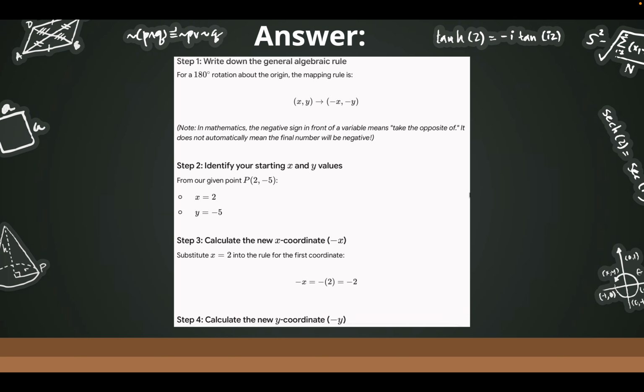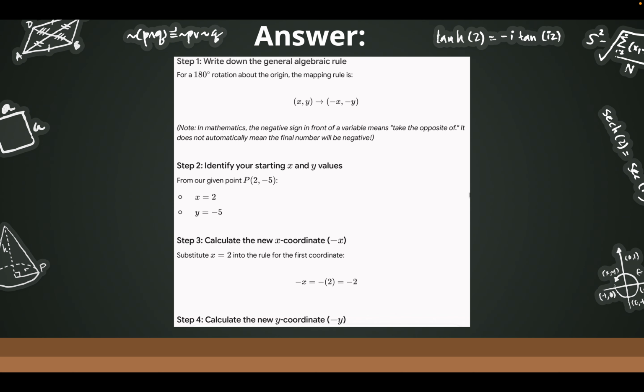Okay, guys, remember this. In mathematics, the negative sign in front of a variable means take the opposite of. It does not automatically mean the final number will be negative. Step 2, let's define the initial input values. For our given point P (2, negative 5), we identify that x is equal to 2 and y is equal to negative 5.